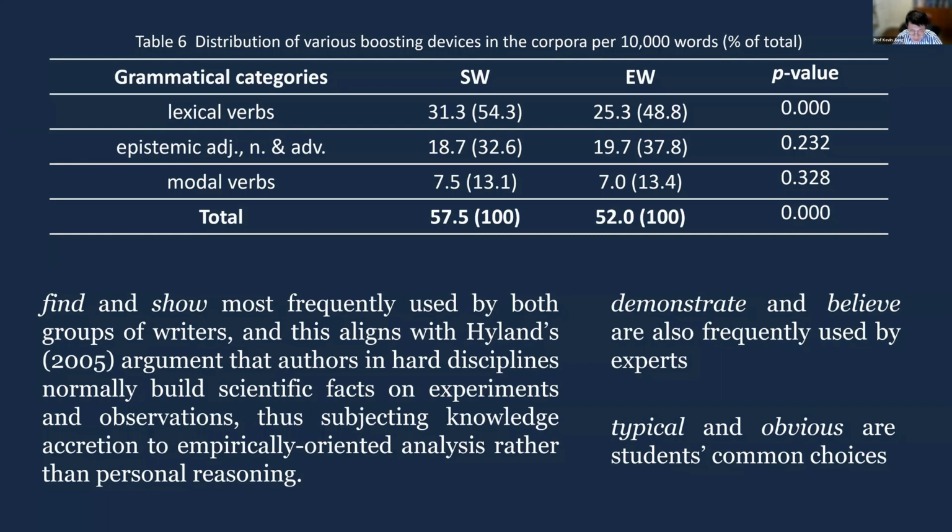And if we turn to the word choices of boosters in both corpora, we can see find and show most frequently used by both groups of writers. And this aligns with Professor Hyland's argument that authors in hard disciplines normally build scientific facts on experiments and observations. Thus, they try to subject their knowledge building to empirically oriented analysis rather than personal reasoning. So maybe that's why find and show are most frequently used by both groups of writers. And we also found demonstrate and believe are also frequently used by expert writers, and this contrasts with students' choice of typical and obvious as their common choices when they use boosters in their text.